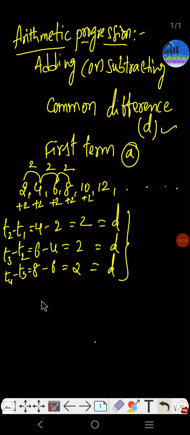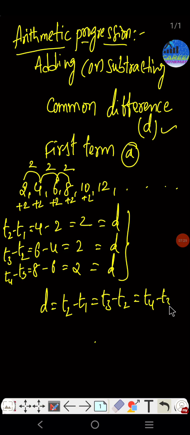So simply we can call the formula of common difference: D is equal to T2 minus T1, that is also equal to T3 minus T2, that is also equal to T4 minus T3, that is also equal to T5 minus T4, and so on. So the common differences are always equal in an arithmetic progression.